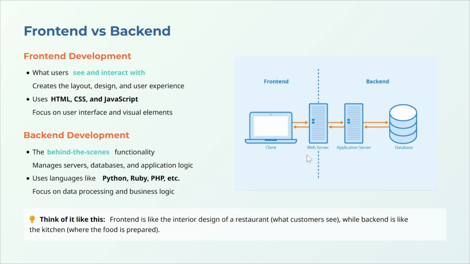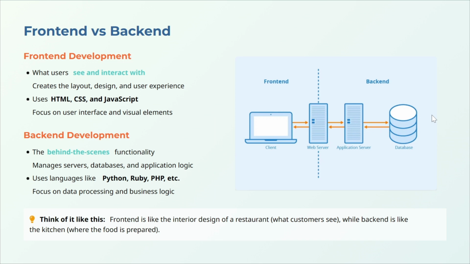Now, for example, look at my image here. This front end part shows a laptop, right? This is where the interface will be shown to the client. That is the thing that our client will see. But behind the scenes, we have the back end working, which consists of the database, the server, and also the web server too. So think of it like this: the front end is like the interior design of a restaurant, what customers see, while the back end is like the kitchen where the food is prepared.